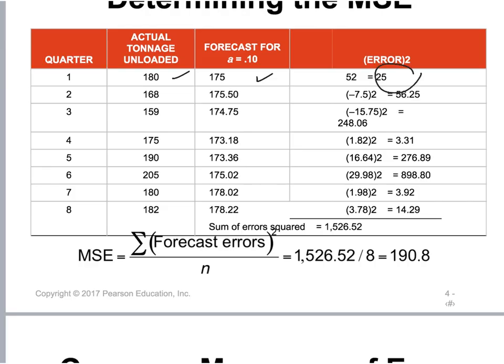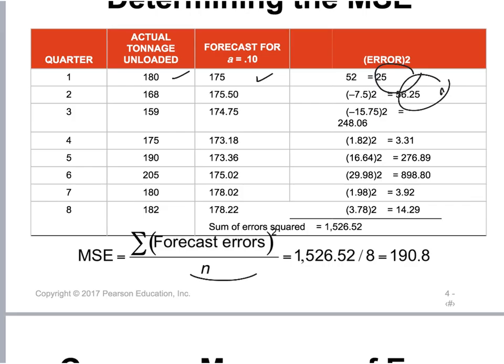Coming down to the next point, the actual was 168 and our forecast was 175.5. So you take the difference between the two, so it's minus 7.5. You square the error, you get 56.25, and so on. And then you have to sum all of those and then divide by n in order to get the MSE.